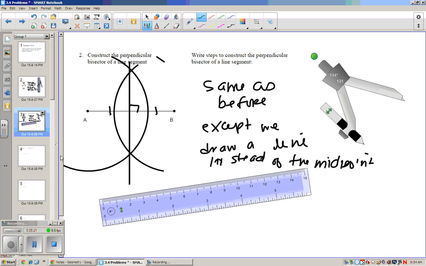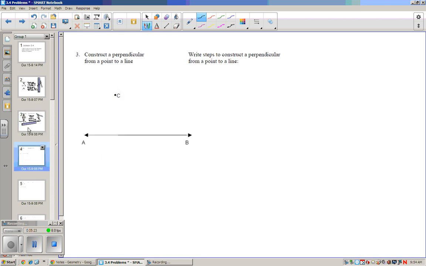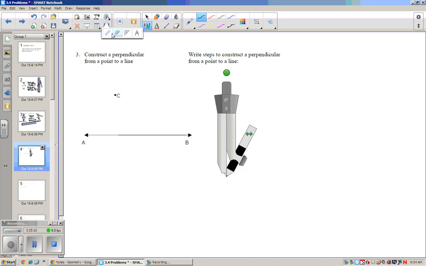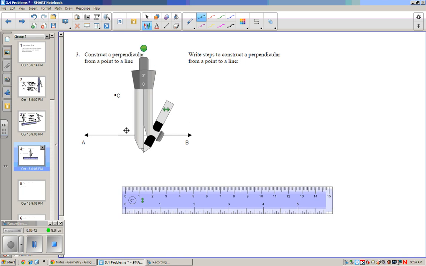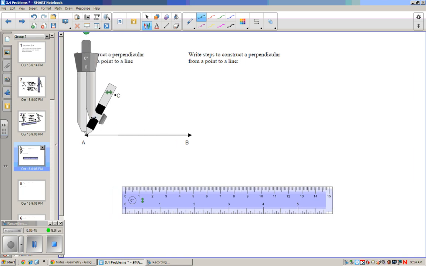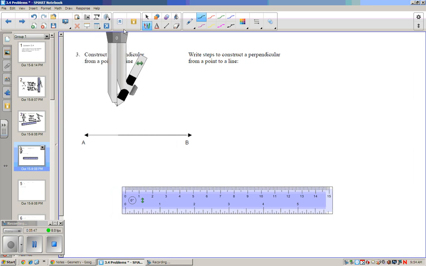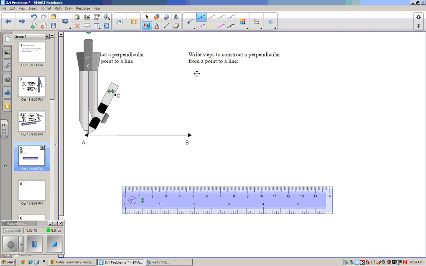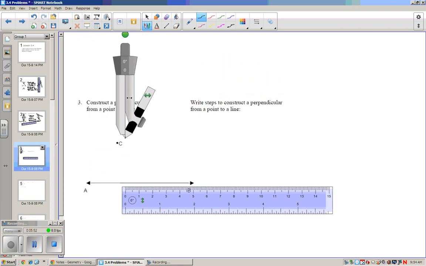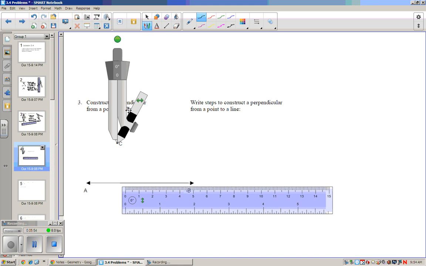All right, sorry if you can't read that. So we've constructed a bisector, which is a midpoint, or bisect the segment. We've constructed a perpendicular bisector, and now we just want to construct a perpendicular from an external point. So given any point and line, they want you to be able to construct a perpendicular line. So I'm going to take my compass and my straight edge, and I'm going to measure from that point to my line.